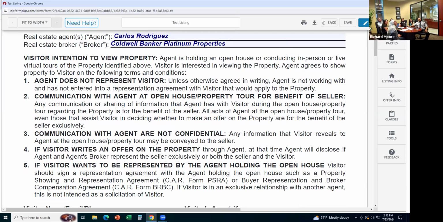If the visitor writes an offer on the property through an agent, that is fine. If the visitor wants to be represented by the agent holding the open house, the visitor should sign a representation agreement, and you can do either the PSRA or the BRBC.